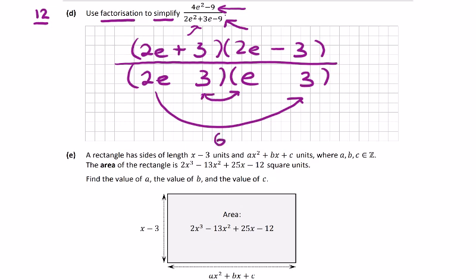6e, 4e, it's 2 3's or 6e and 3e, write them down. Just trying to slow down a little bit, and then to get plus 3e, we'd need plus 6e minus 3e, so this one is the plus, this one is the minus, so you can see the 2e's minus 3's cancel, so rather than crossing them off, you can just write equals 2e plus 3 over e plus 3.